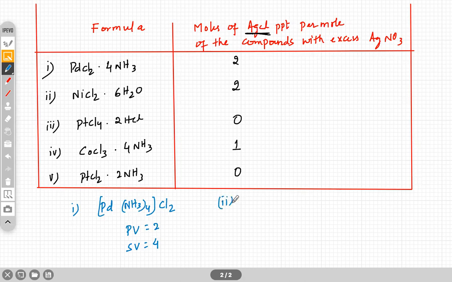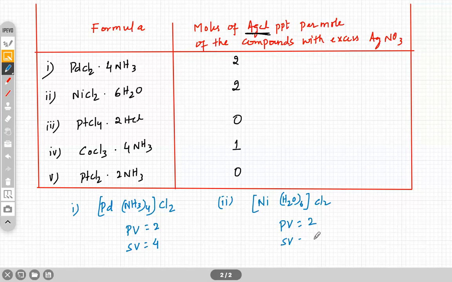Second one, we have 2 AgCl precipitated. Again, it means 2 chlorine atoms are present outside the complex, and hence the possible formula according to the given data has Cl2 outside. So again the primary valency is 2, and the secondary valency is the coordination number 6.